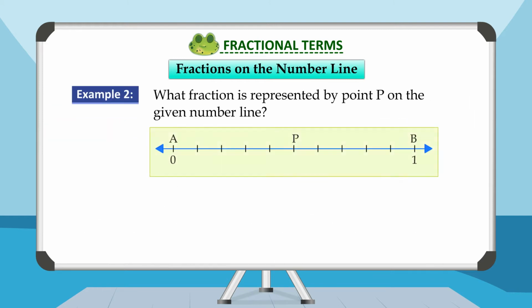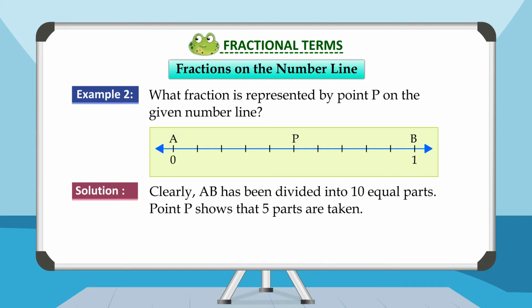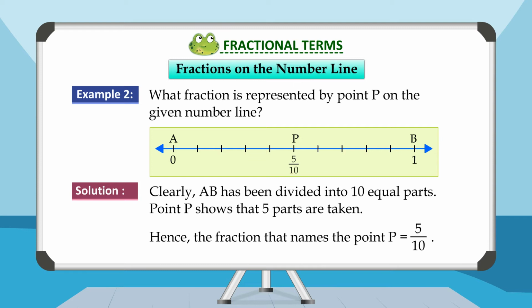Example 2. What fraction is represented by point P on the given number line? Solution. Clearly, AB has been divided into 10 equal parts. Point P shows that 5 parts are taken. Hence, the fraction that names the point P is equal to 5 upon 10.